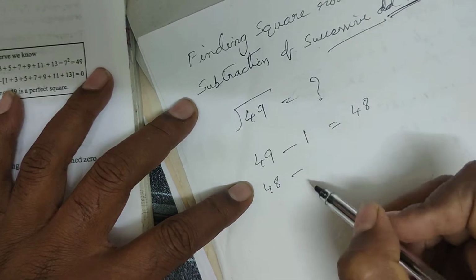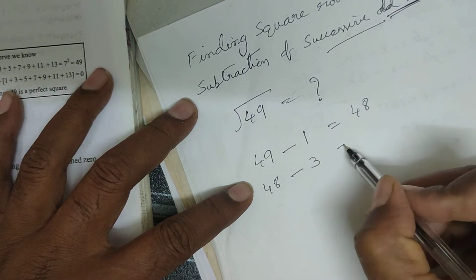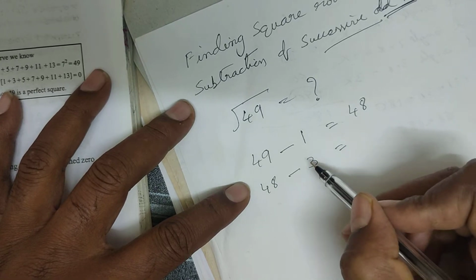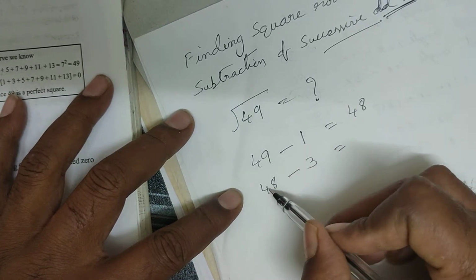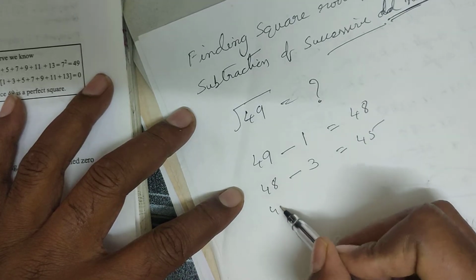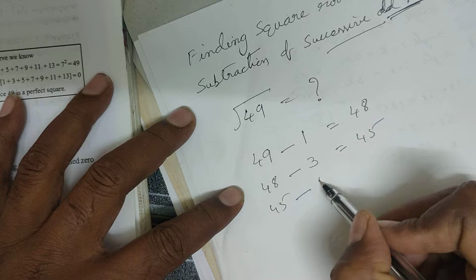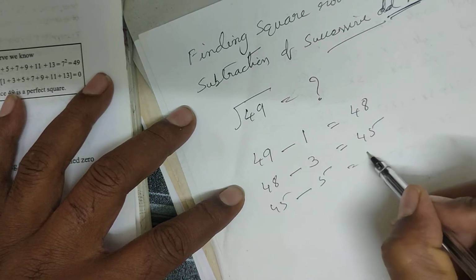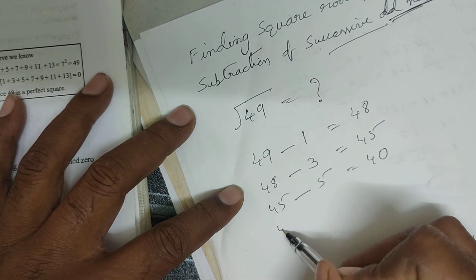And what is the second odd number? That is 3. Odd number means the number which won't go in the two table. 48 minus 3 is how much here? 45. Again this result take. What is the next odd number? 5. 45 minus 5 is how much here? 40. Take this one, 40.